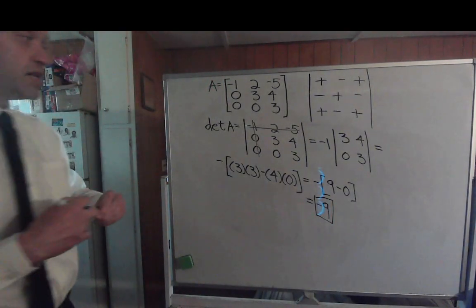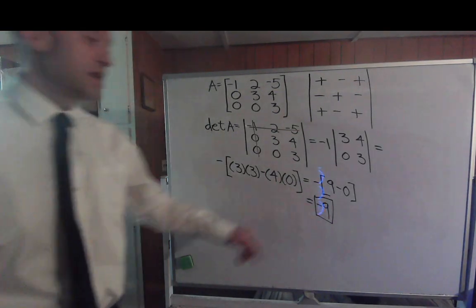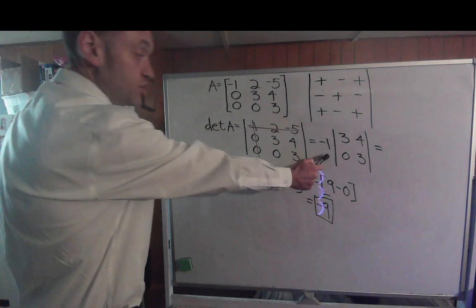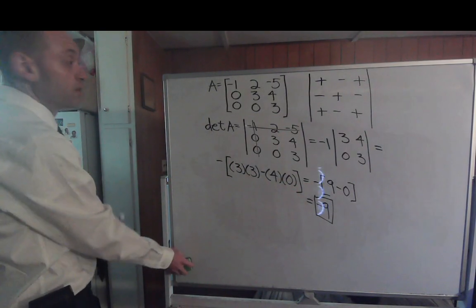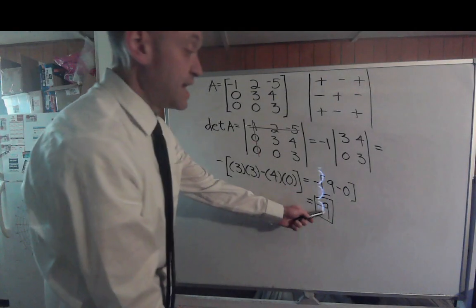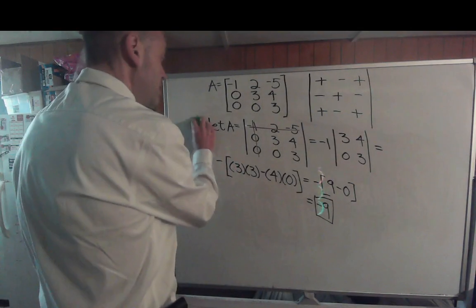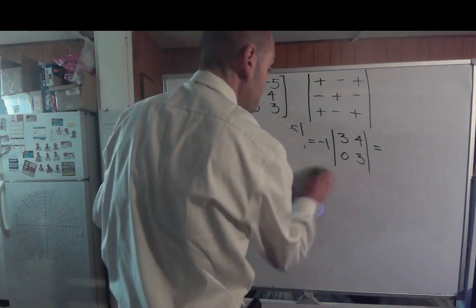So yes, this matrix would be invertible because it's not 0. You get a negative 9 determinant. And we only had to do 1 2 by 2 determinant in the end. And again, it doesn't matter what row or column you pick, you would get the exact same result. It's just with the least amount of work required. As I said, work smarter, not harder.